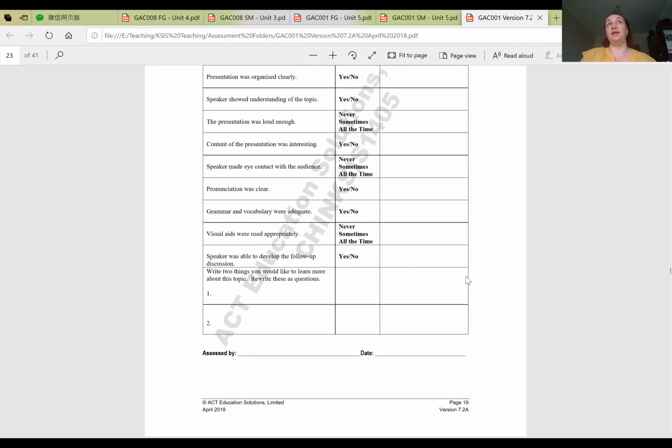You used appropriate vocabulary. In this case, you're going to be talking about the species. You're going to use some scientific words, so that's going to show that you've got the correct vocabulary. Also that you've got signposting phrases and transitional words.